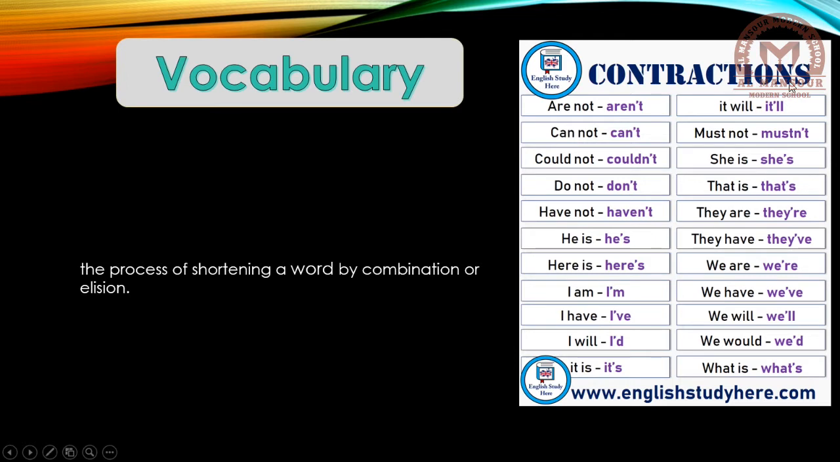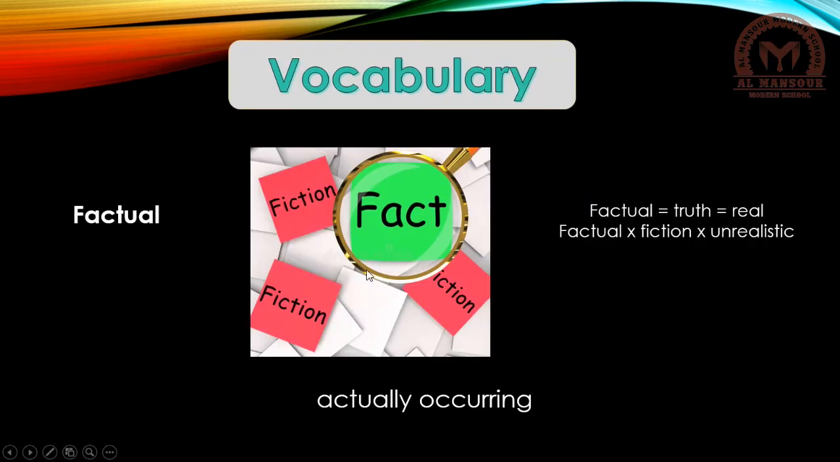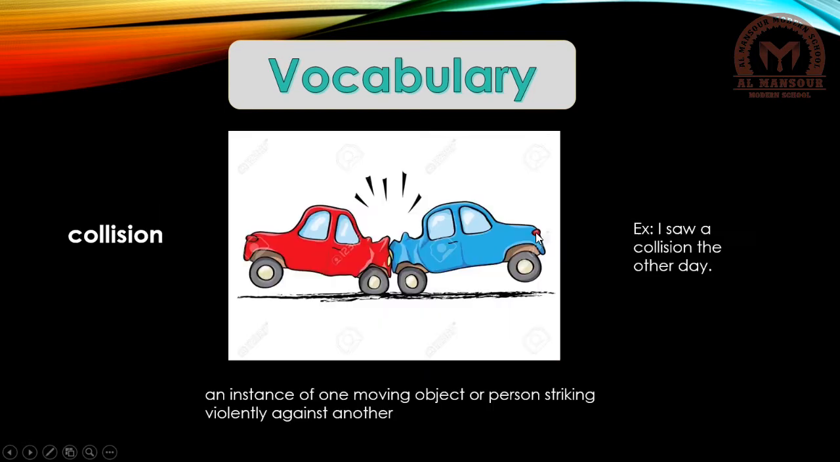We have contractions. Contractions mean to shorten the word, okay? Like it will, it'll, cannot, can't, could not, couldn't, do not, don't, and so on. You get the point. Factual means like a fact or a truth or real or actually occurring, okay? So a fact is the opposite of fiction or unrealistic.